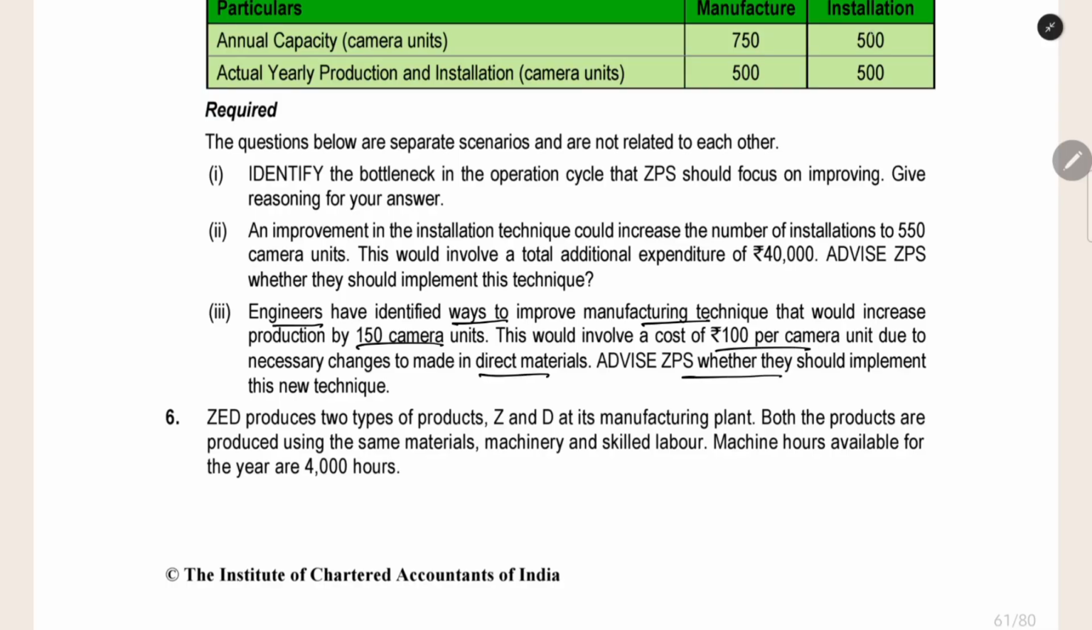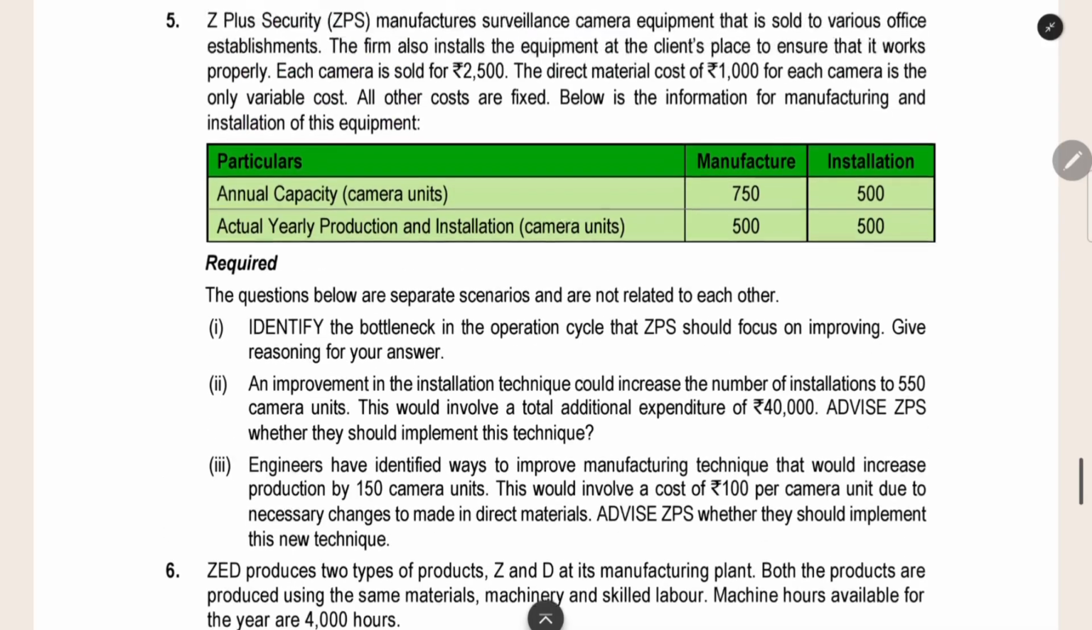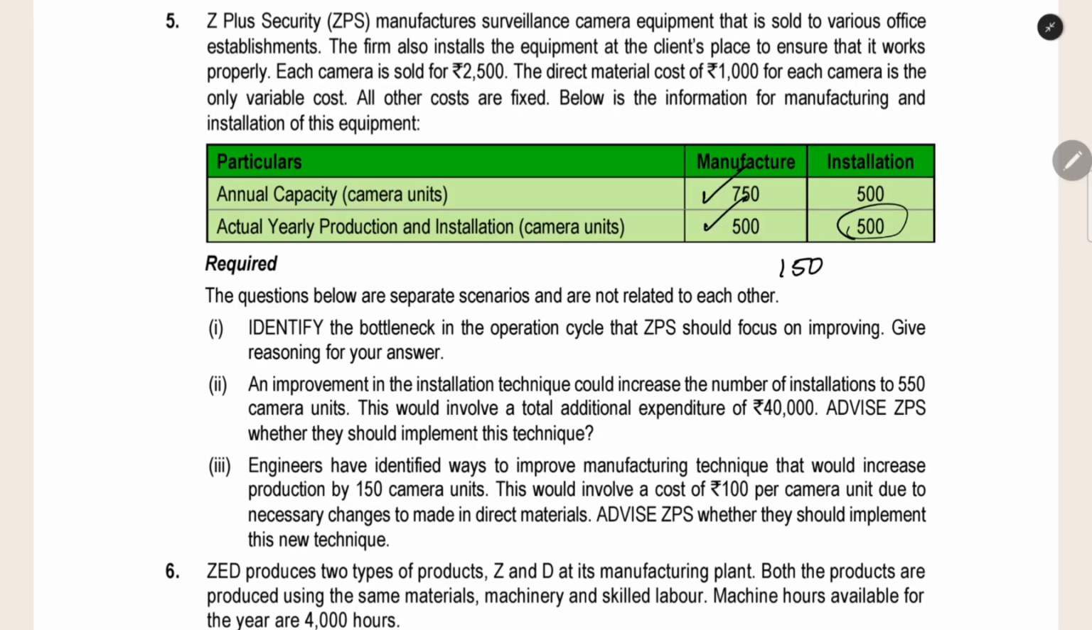Whether the company should implement this or not, they are asking. Here, we are already capable of producing. We have the ability to produce 150 more, but we are limiting it to 500 because of the installation capacity bottleneck. So, we are already limiting the production. If we produce an extra 150 cameras, we will not be able to install them. So, we will not get any contribution from these 150 units. We will not be able to install them, therefore no contribution. So, we have no gain from this.